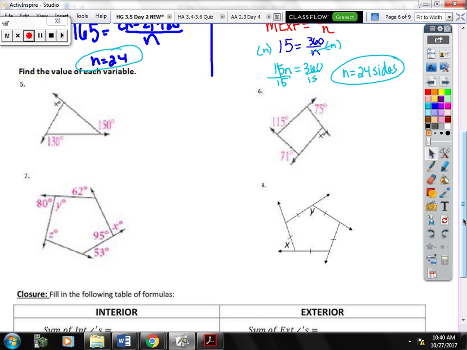The last few problems are picture problems. So you do want to pay attention to whether you have exterior or interior angles and think about what to do. So for number 5, what do you think I would do to find the value of x? Right? Add 150 and 130 and subtract it from 360. Good. These are all exterior angles.